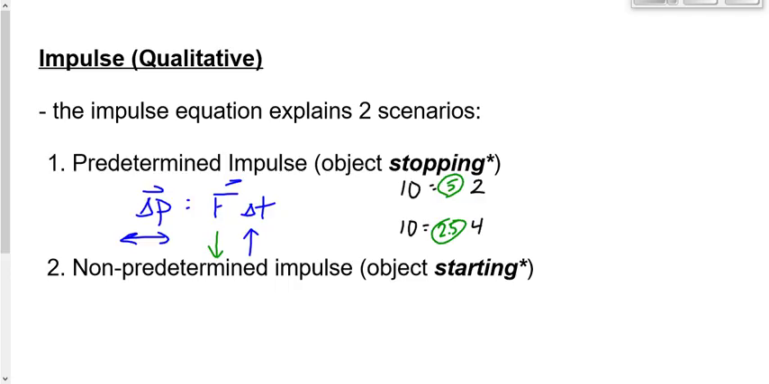All right. Now, the other situation is when we have a non-predetermined impulse. This is when we're starting an object: the golf ball on the tee, the baseball coming towards me from the pitcher as I swing the bat and hit it, the basketball that's in my hand as I'm about to shoot it towards the net. When you're starting an object, the impulse is not predetermined.